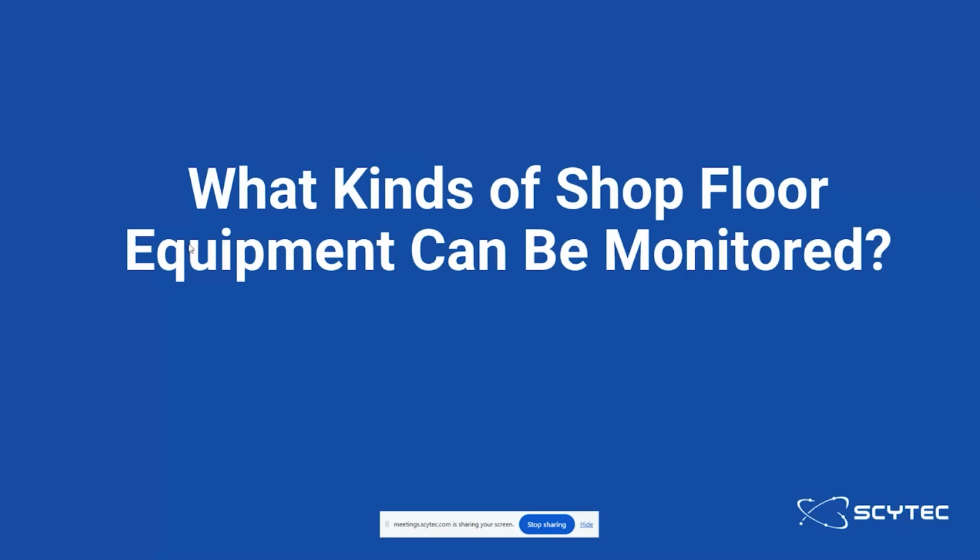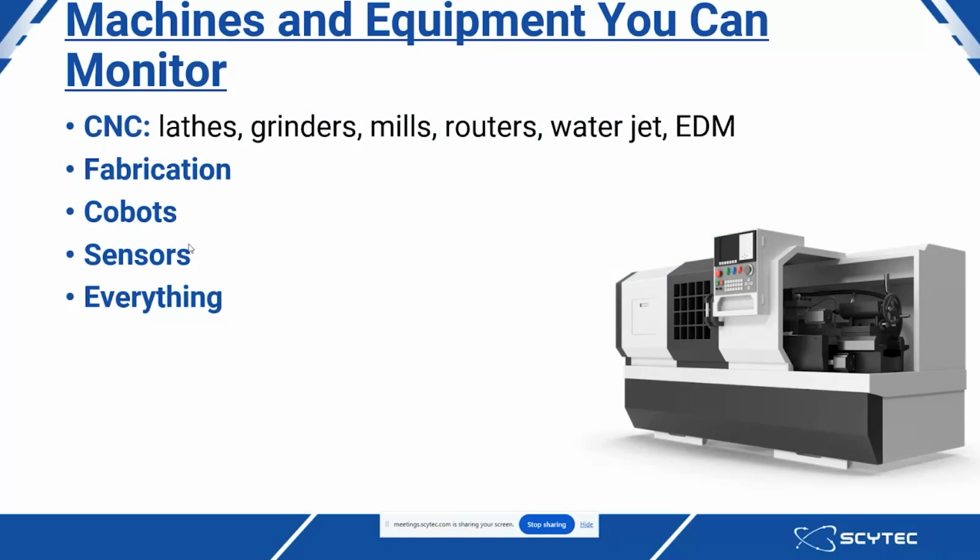So first off, I'd like to discuss what kind of shop floor equipment can be monitored with SciTech Data Exchange. The equipment that you can monitor includes CNCs, fabrication equipment, cobots, machine sensors, but basically everything that is out on your shop floor. Now, the most common are modern CNC machines that include lathes, grinders, mills, routers, water jets, EDM, etc. And modern CNC equipment that can be easily monitored with Data Exchange usually has an Ethernet port on the control.